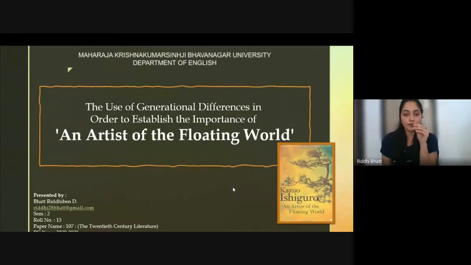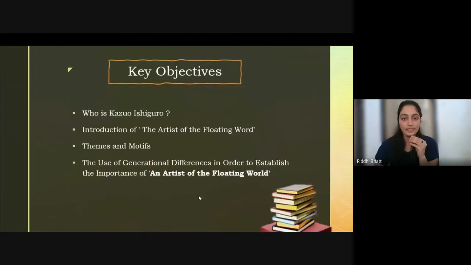Good afternoon, respected sir and my dear friends. Today we are dealing with our paper number 107, the 20th century literature. In this paper, we have a very interesting text, An Artist of the Floating World. My topic is the use of generational differences in order to establish the importance of An Artist of the Floating World. First we see the key objectives.